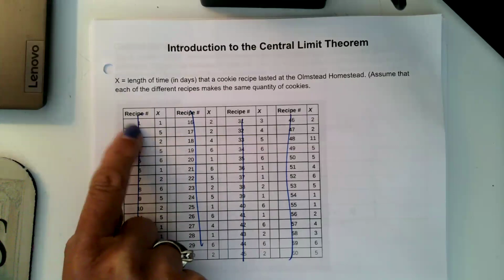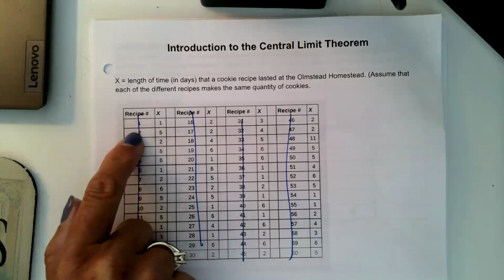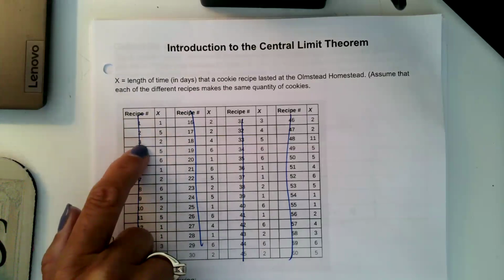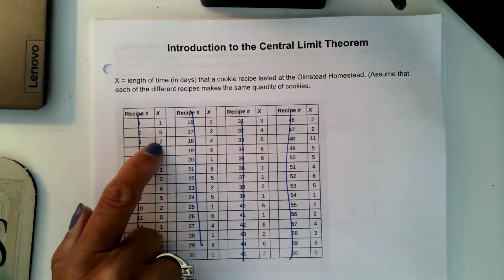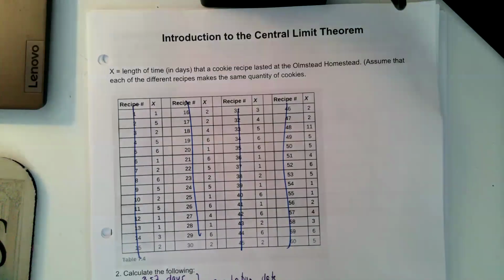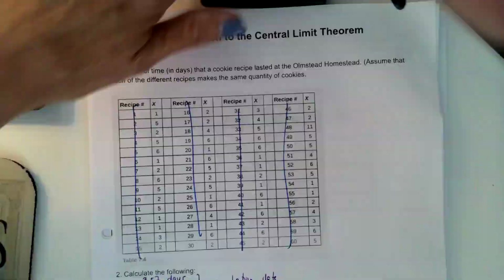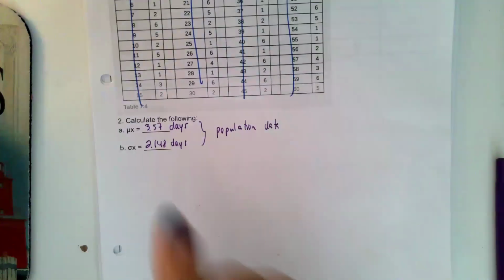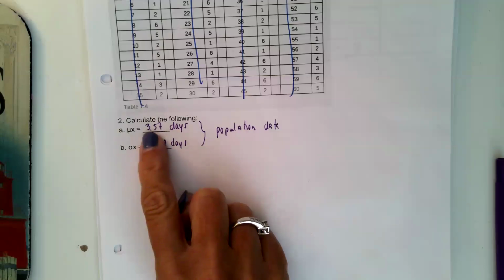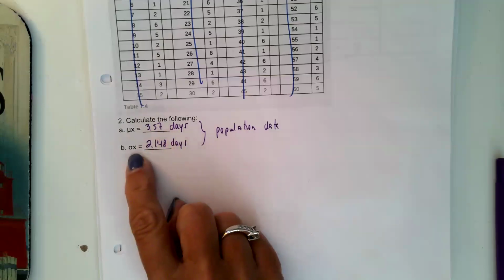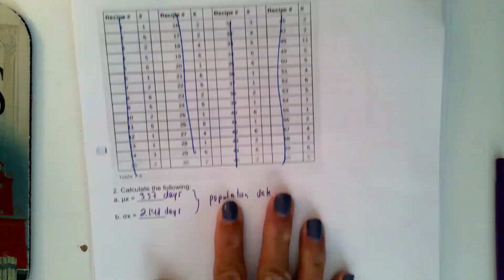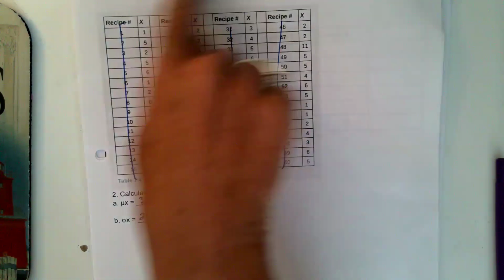But the second time they made the batch, it lasted 5 days. The third time they made the batch of cookies, it lasted 2 days, and so on and so forth, all the way through day 60. So what I did was I calculated the population mean using Desmos. You'll see the file in Canvas to be 3.57 days and the standard deviation of the population to be 2.148 days. So this is population data. This is all 60 days.